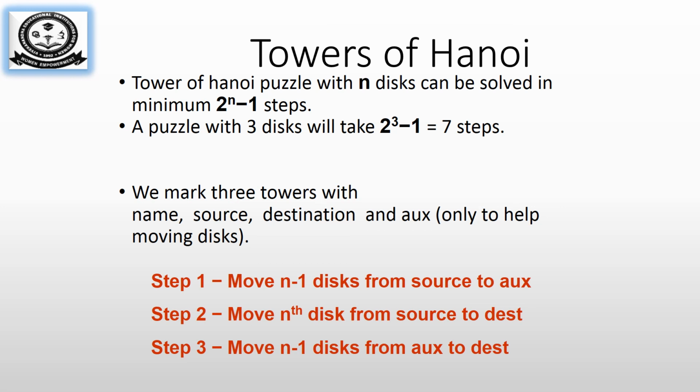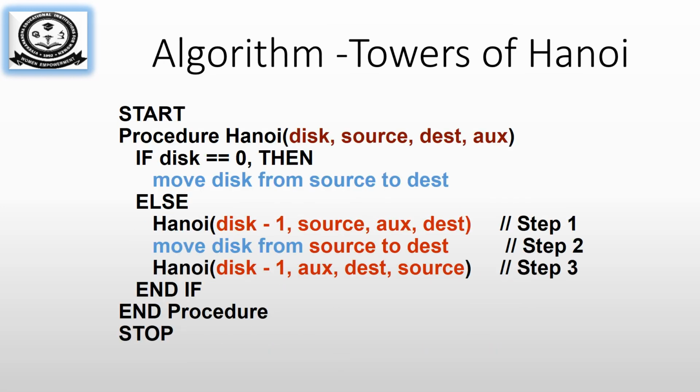So I can give an algorithm for this. The algorithm is with the same thing. So I named all the 3 pegs as source, auxiliary and destination. So you can use a recursive call to solve this problem. So here I used the name Hanoi, which is a recursive call which will be calling itself and solving this problem.